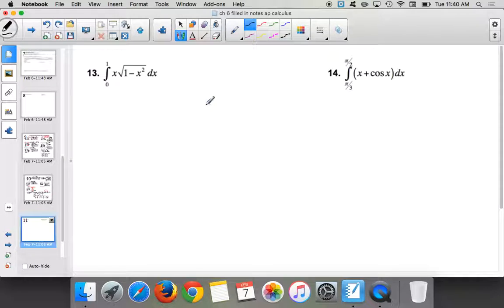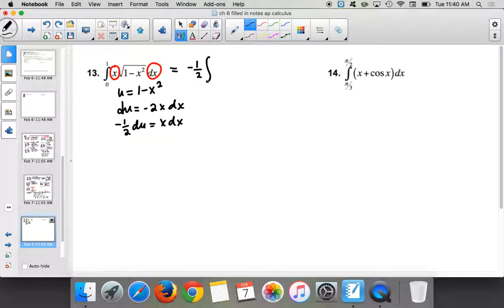So I have the integral from 0 to 1 of x times the square root of 1 minus x squared. Again, your u is 1 minus x squared. du becomes negative 2x dx. So I get negative 1/2 du equals x dx. So when I replace, I'm going to have my negative 1/2 du replacing the x dx. And then the square root of 1 minus x squared, that's our u to the 1/2, right? The square root of u.